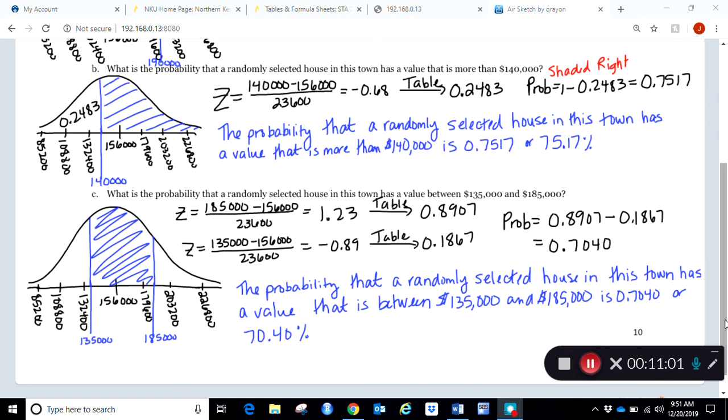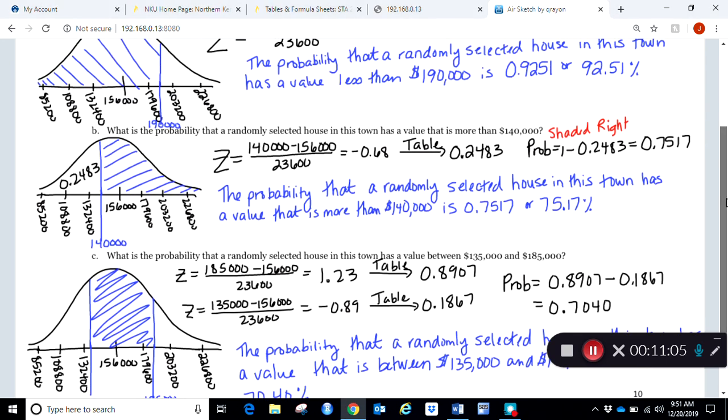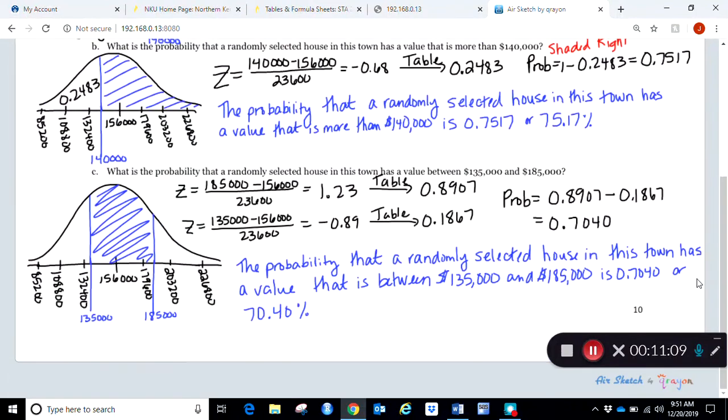So now you've done an example of using the shaded left rule, shaded right, as well as the between. And so hopefully you feel more comfortable with using the table to calculate probabilities. In the next video, we're still going to be using the table, but we're going to do something a little bit different with it.